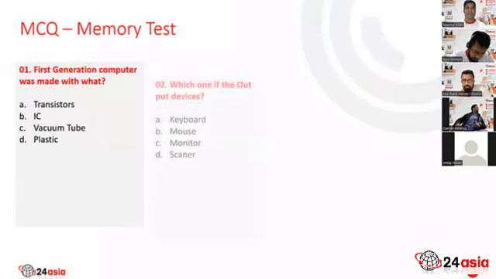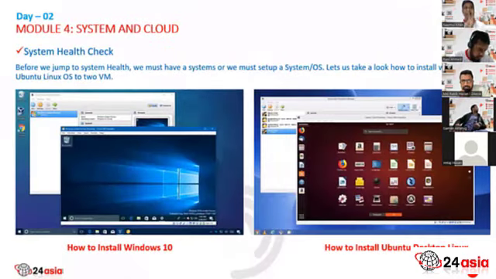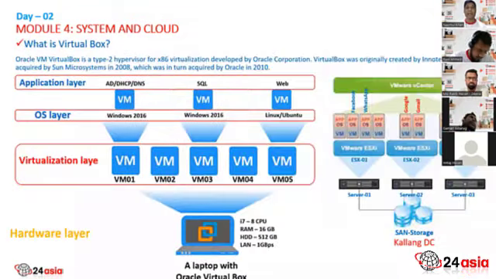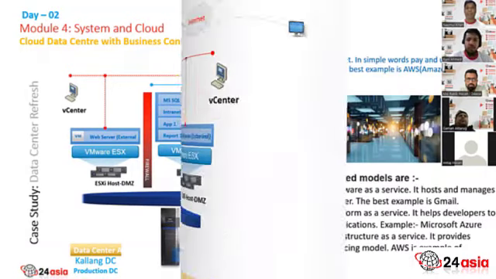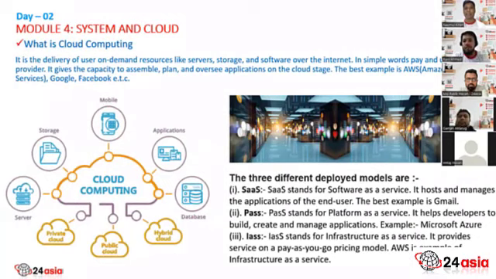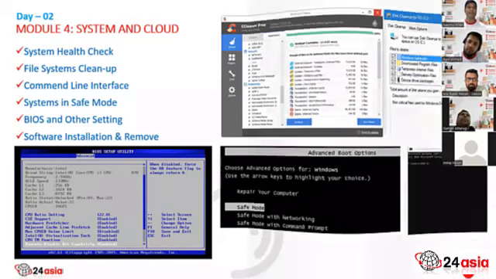So that was all on the first day, and on the second day, what we have gone through is more on system and cloud. We have learned about OS installation, Windows and Linux. We have learned about basic cloud setup. If you want to do a cloud setup on a laptop, what are the virtualization layer, OS layer, application layer, and how the cloud is set up. If you have 2 different data centers, how does it work? We have also discussed the different types of cloud like SaaS, PaaS, and IaaS. We've shared about basic system administration, BIOS, OS file system cleanup.